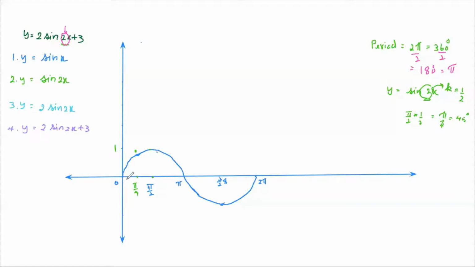At the 0 point, 0 times 1/2, where 1/2 is k, is going to be 0. So at this point, it doesn't move, correct?